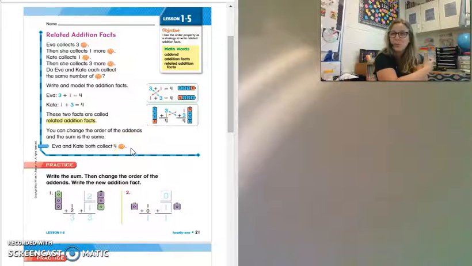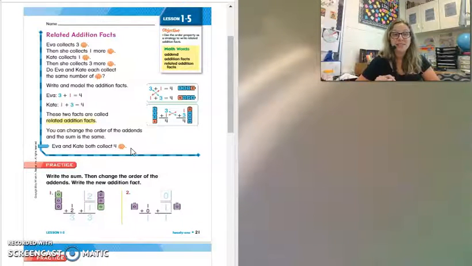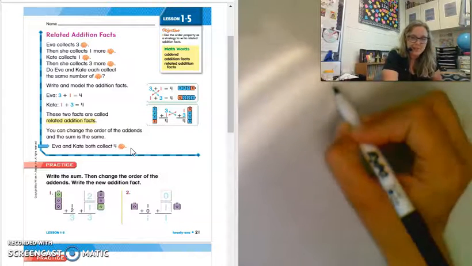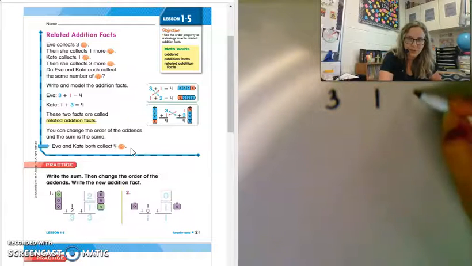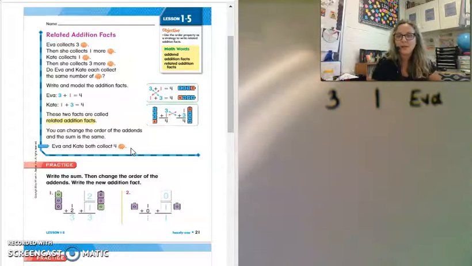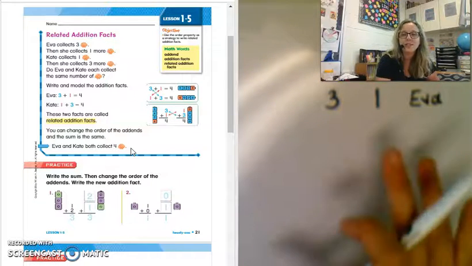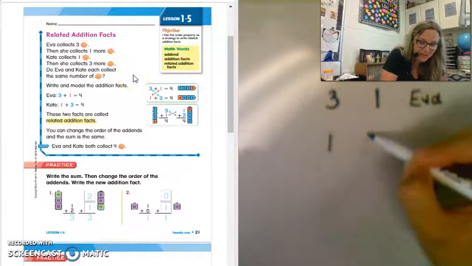I'll kind of walk you through it, and then we can go from there to continue learning about these related facts. So it says Eva collects 3 shells. Then she collects 1 more shell. So we'll start out here, and I'll just write down 3 shells, then 1 more shell. So Eva collects, and I'll put her name here, Eva. She's out collecting shells on the beach. First she found 3, then she found 1 more. I'm sorry. It says Kate collects 1 shell, then she collects 3 more. So Kate finds 1 first and then 3 more.